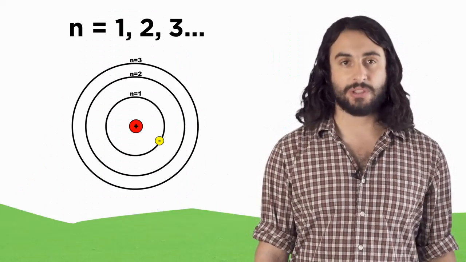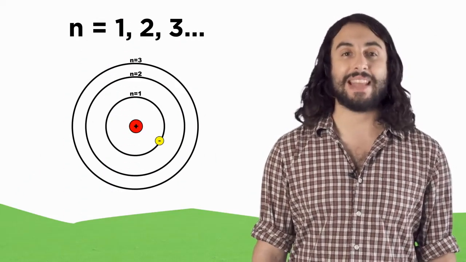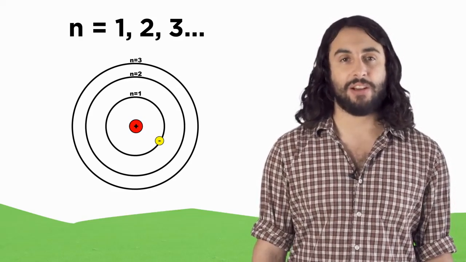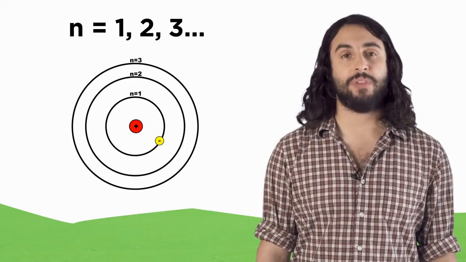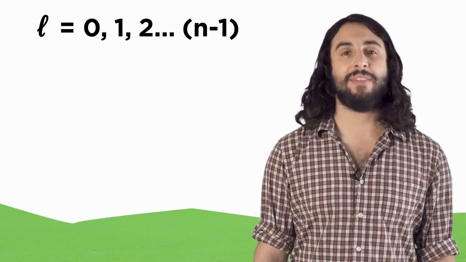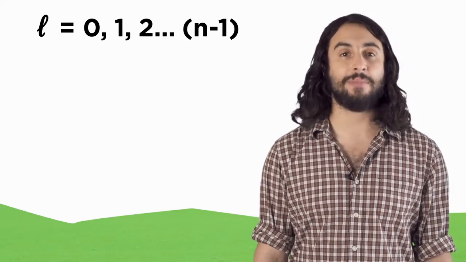We saw this when we learned about the Bohr model. It represents the energy level of the electron. Each orbital will have an n value, and the larger the value of n, the further away from the nucleus it is. The next quantum number is the angular momentum quantum number, L. This can have any value from 0 to n-1.